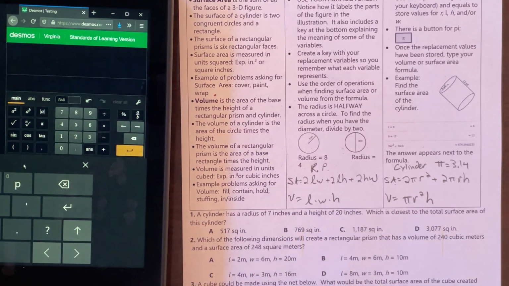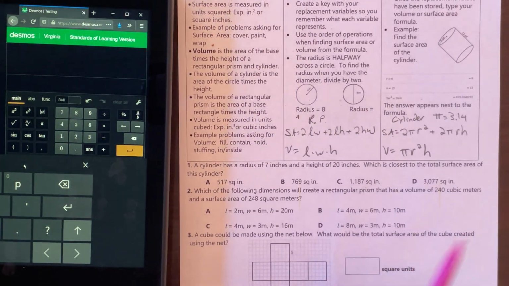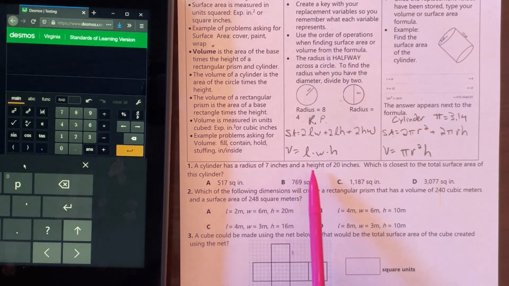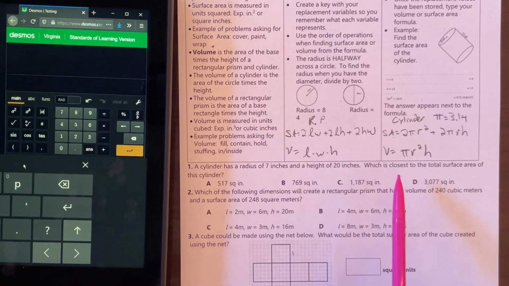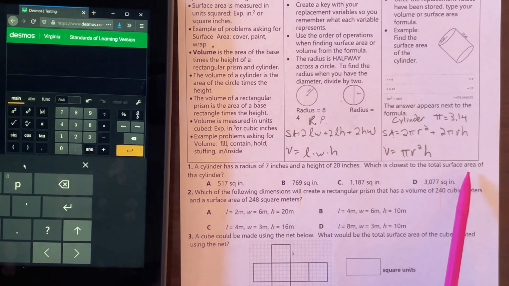I want to have these because when I go to type these into Desmos, I want to make sure I'm using the right ones. Again, these are super helpful because when you're using that Desmos calculator, it becomes a lot simpler. So let's do that. For number one, it says a cylinder has a radius of 7 inches and a height of 20 inches. Which is the closest to the total surface area of the cylinder?